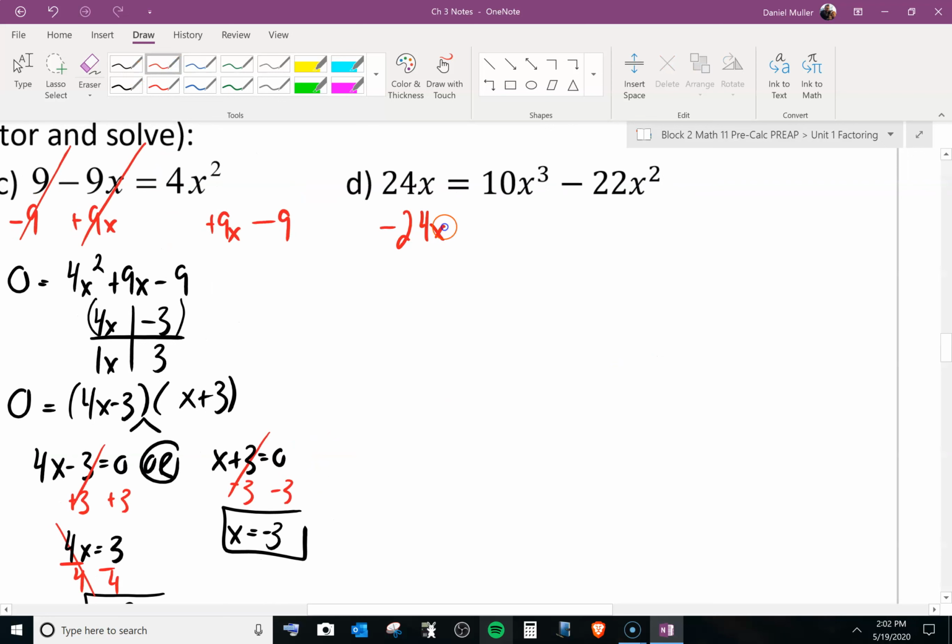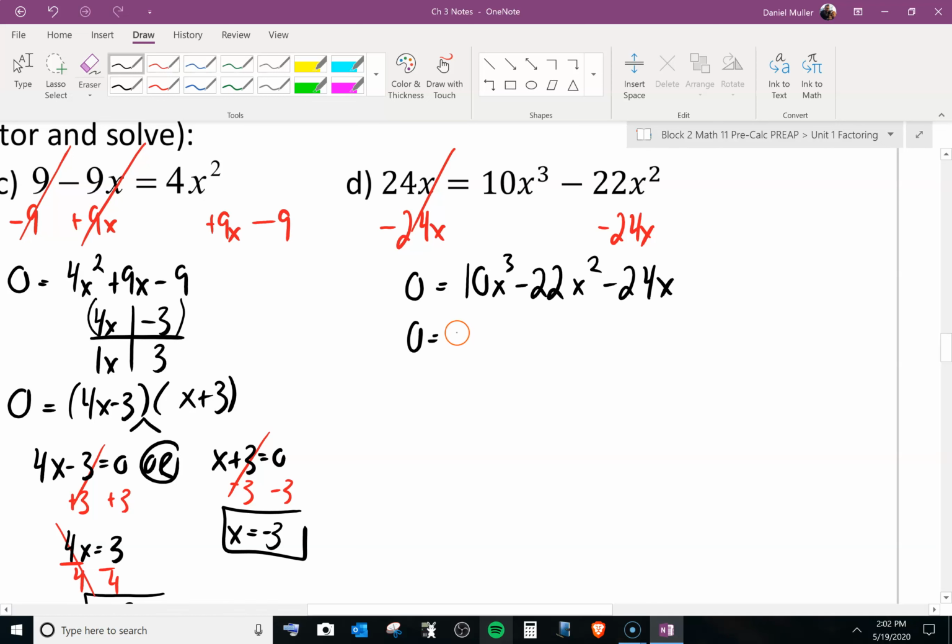Minus the 24x over to this side. So I get 0 equals 10x cubed minus 22x squared minus 24x. Now this one is a little bit sneaky because you can take something common out of all of those. I know I can take a 2. I can't take a 4. I have to take a 2. So I can take a 2 out and I can take an x out. So if I take a 2 and an x out of here, I'm left with a 5x squared. 2 out of there would be 11, divided by 2, and there would be an x. And divide this by 2, I get a 12, and the x's are gone.